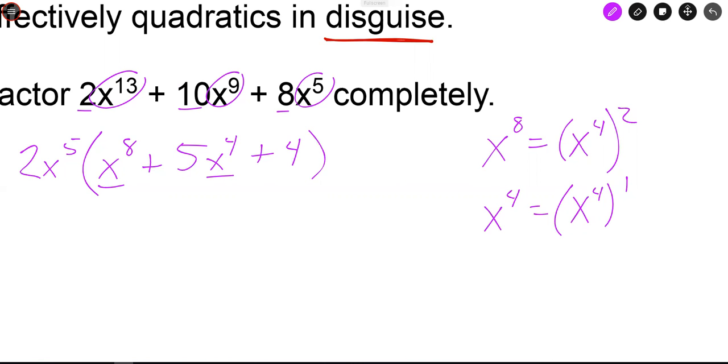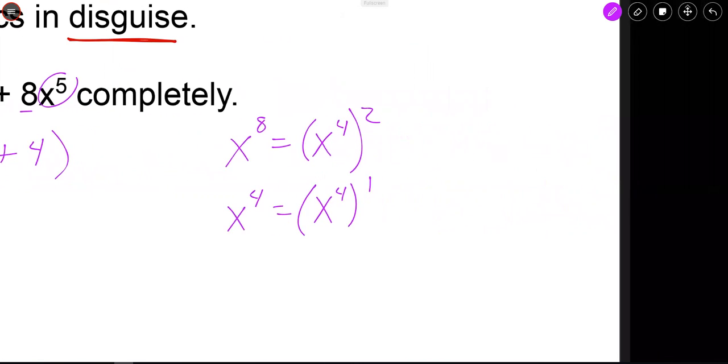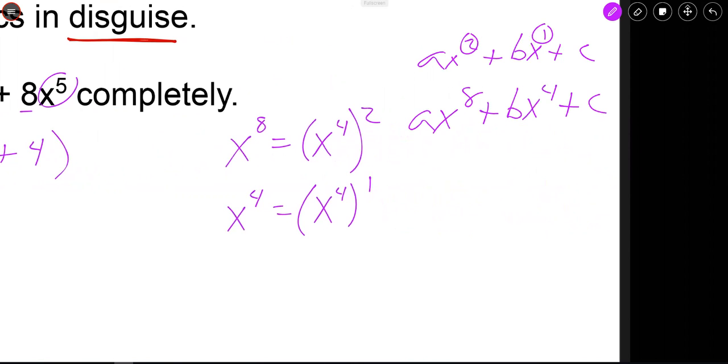So what I effectively have, instead of ax squared plus bx plus c, I've taken these exponents and multiplied them by 4. I've got ax to the 8th plus bx to the 4th plus c. So the nice thing about quadratics is that we can have higher powers. As long as they fit the pattern for quadratics, we can treat things like x to the 4th as we normally would treat x.